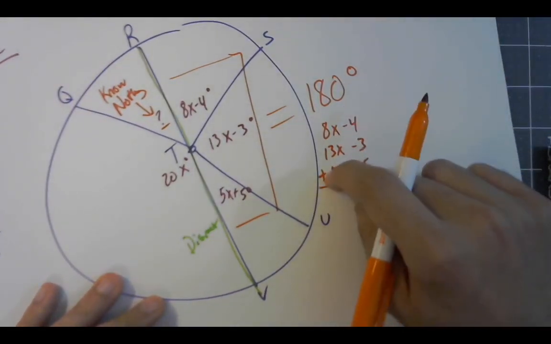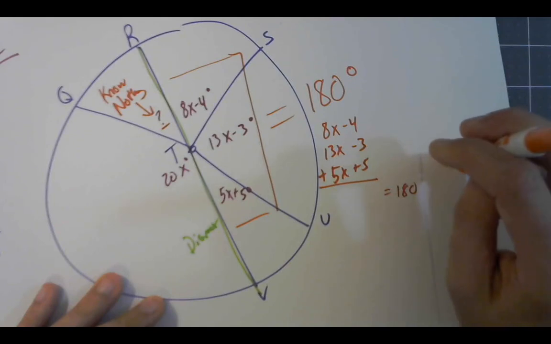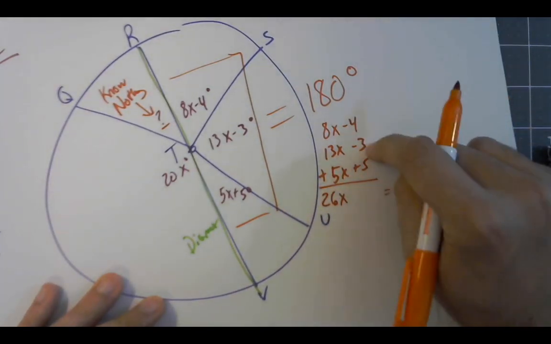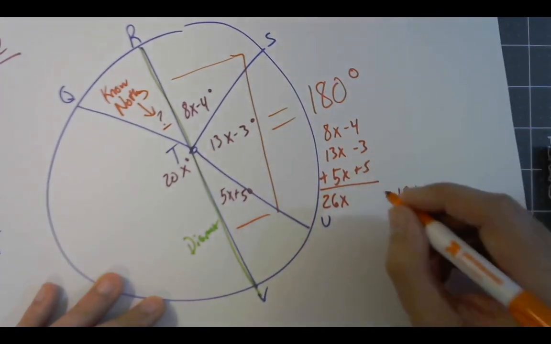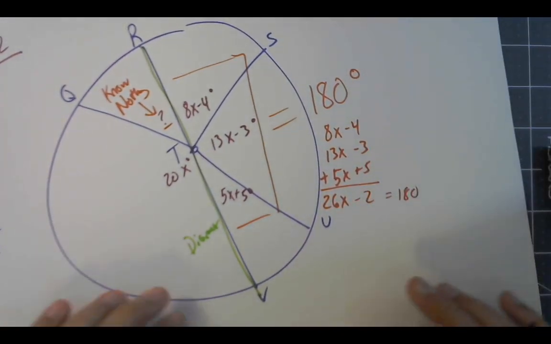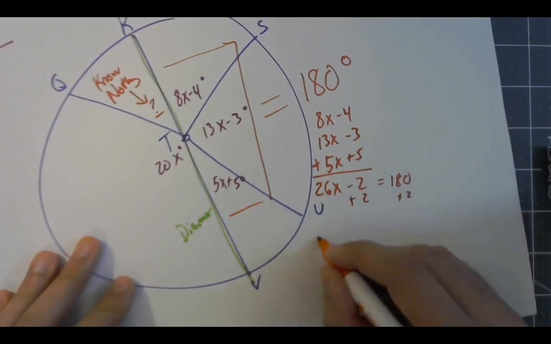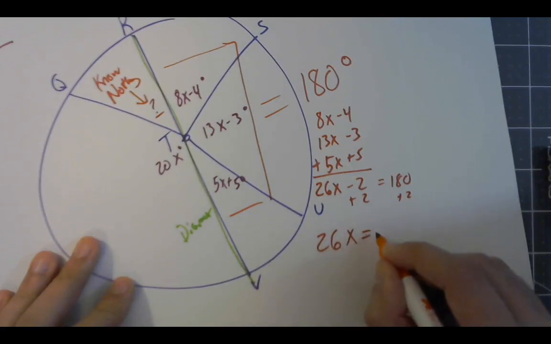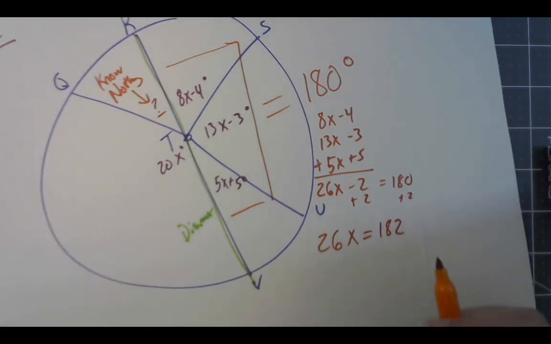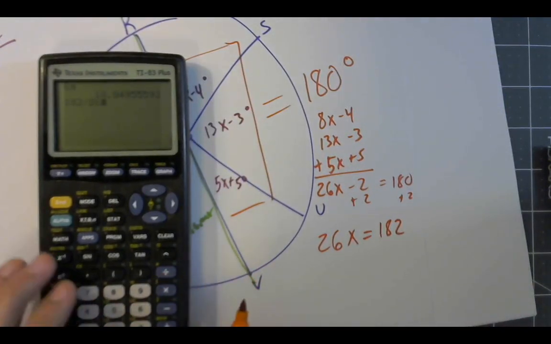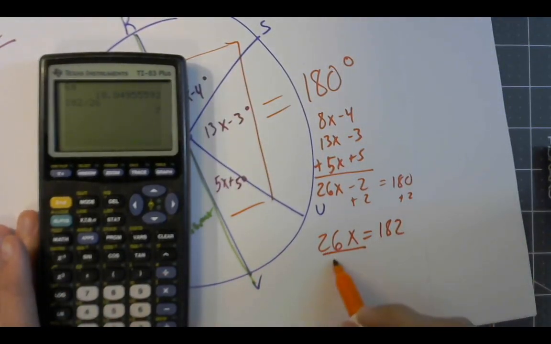So 8 and 5 is 13. Another 13 should be 26x. Negative 4 minus 3 plus 5 is negative 2 times negative 2, I can add 2 to both sides. So I get 26x equals 182. I need probably my calculator. 182 divided by 26. I get x equal to 7.